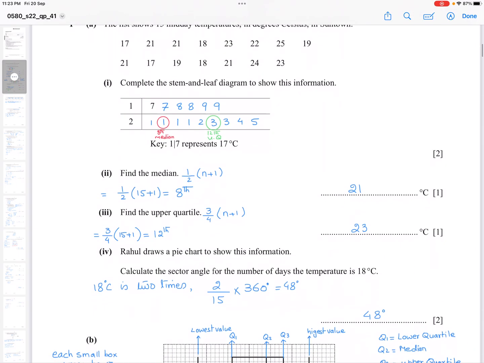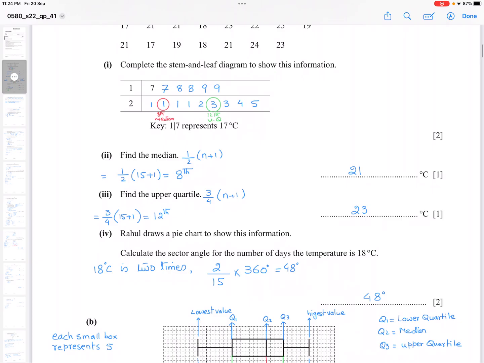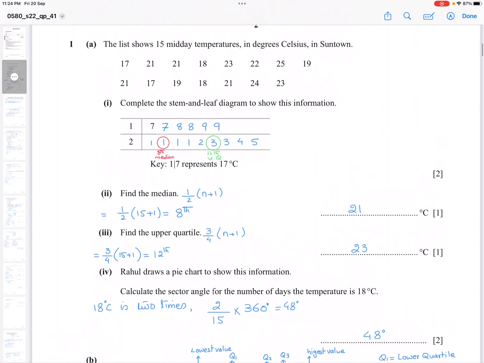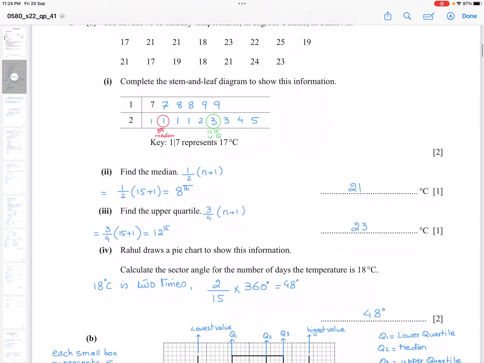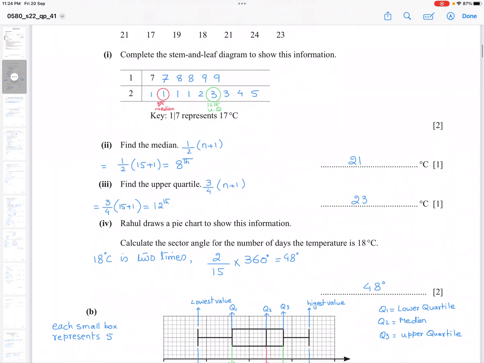Number 4. Rahul draws a pie chart to show this information. Calculate the sector angle for the number of days the temperature is 18 degrees Celsius. So 18 degrees Celsius is 2 times. So you write 2 over 15. 2 over 15 of the total midday temperatures times 360. So simplify it, you get 48 degrees.